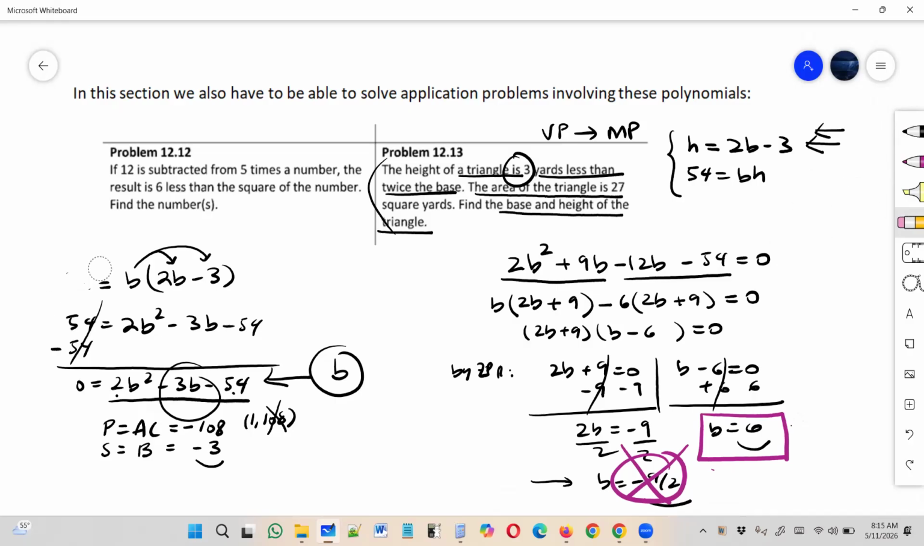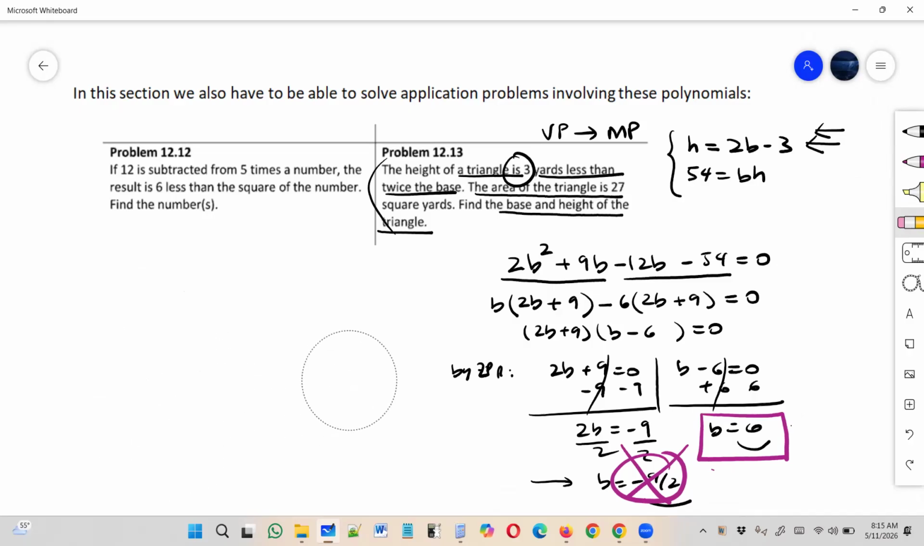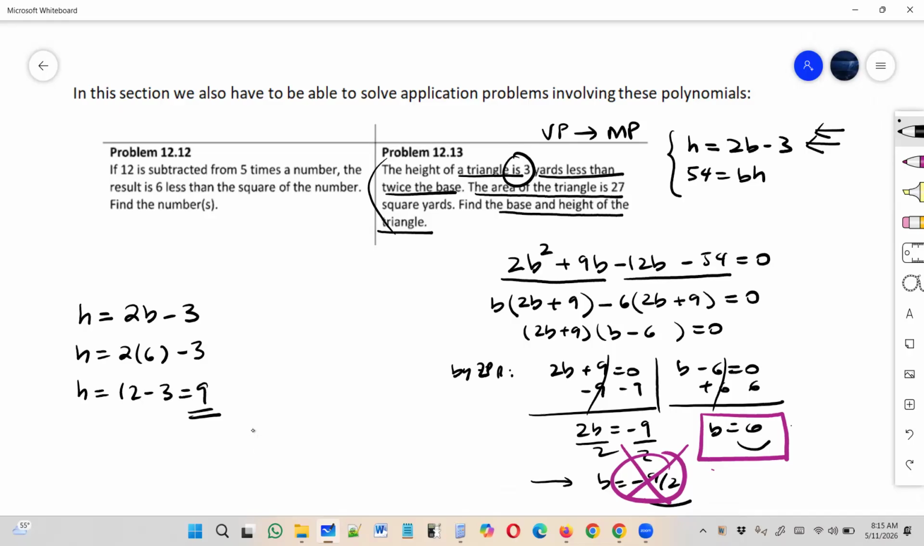Okay, I'm going to have to erase this for space. This is a very long problem, I know, but it's a possibility on your exam. So height equals 2 base minus 3. Height equals 2 times 6 minus 3. Height is 12 minus 3, which is 9. So you found the base and you found the height.